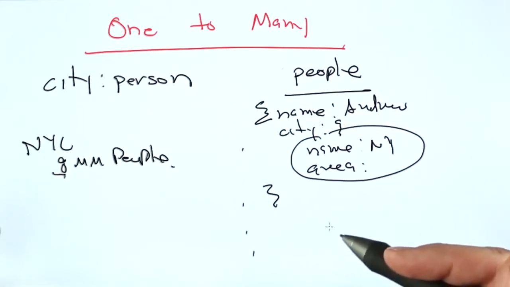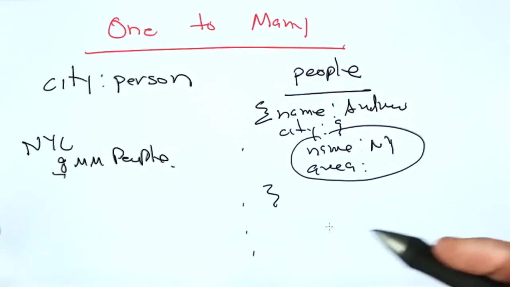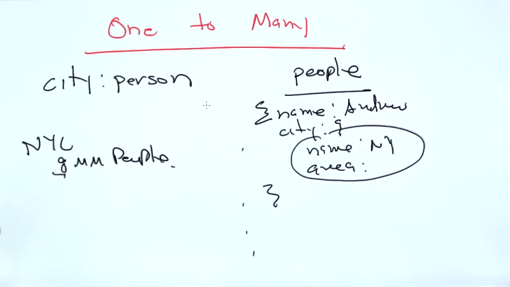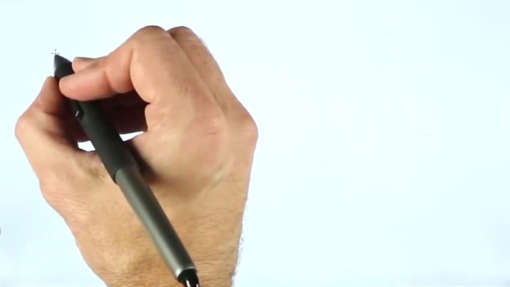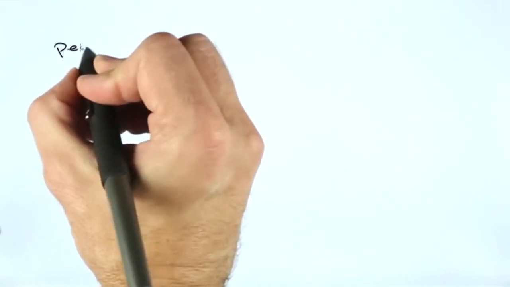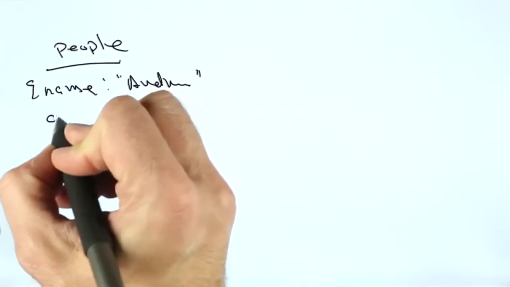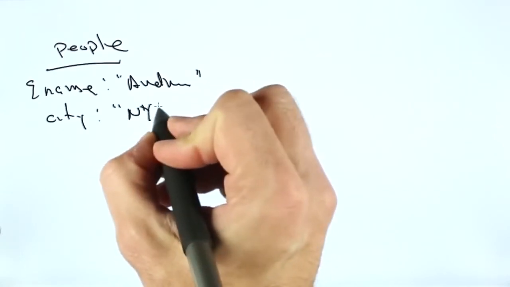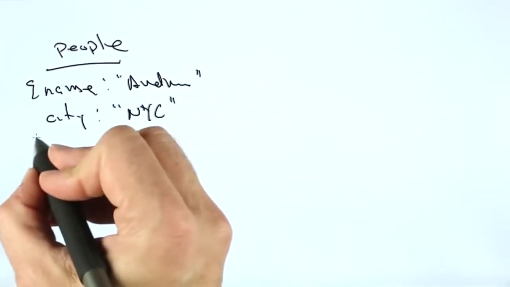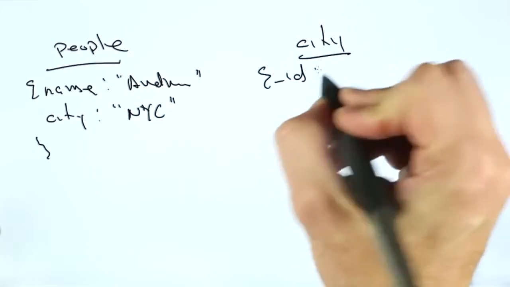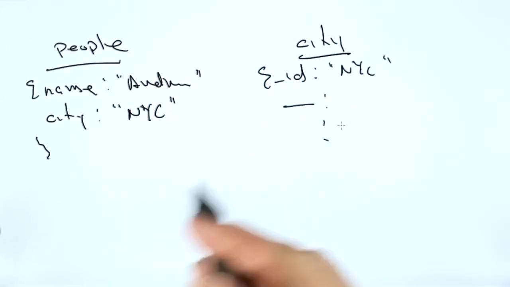So given that, what's the best way to do it? Well, in this case, where there truly is one to many, one city with many people, the best way to do it is probably to use true linking. For true linking, we're going to have a people collection, and in that collection we're going to have something like the name of the person, like Andrew, and then my city, which, let's assume that the city names are unique, New York City being unique, and other attributes about me. Then in the city collection, I would have an underscore ID being New York City and other attributes about the city listed out.